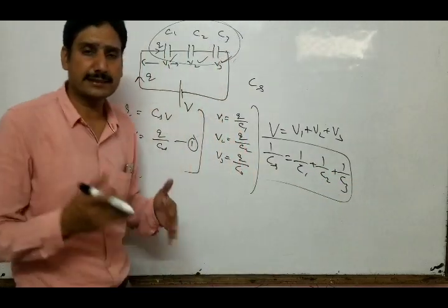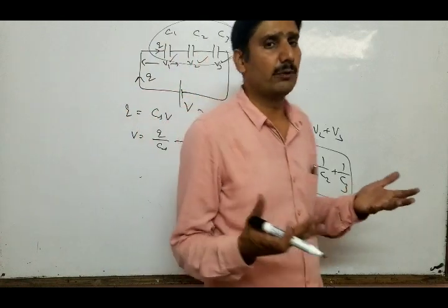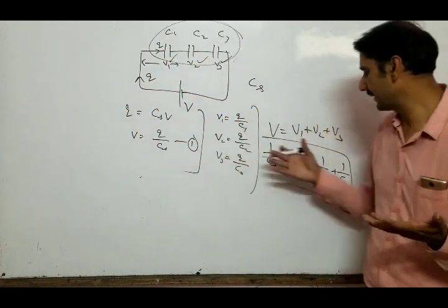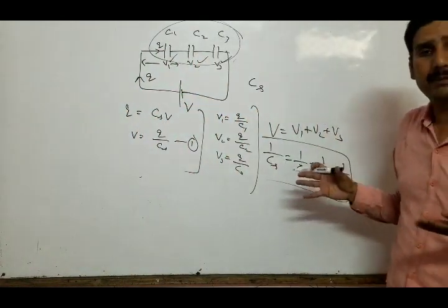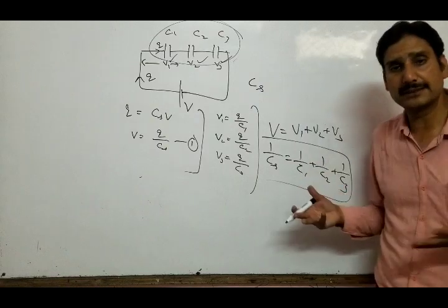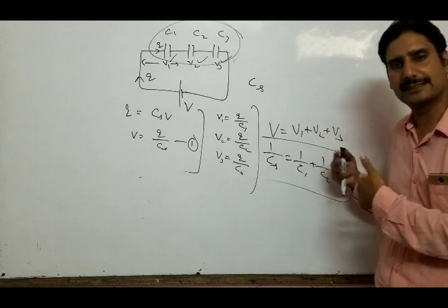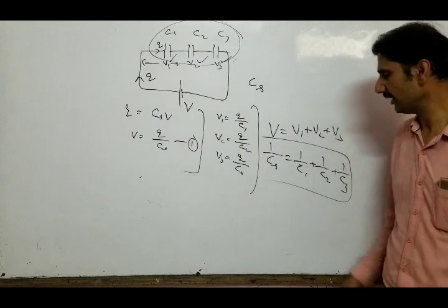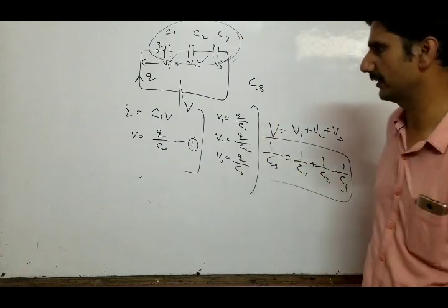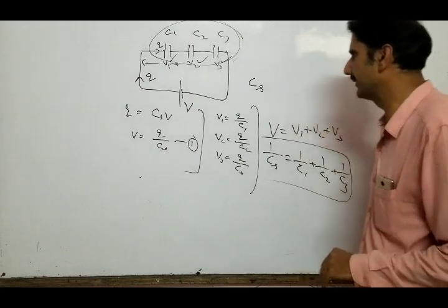So when capacitors are connected in series, their effective capacitance can be calculated by taking the sum of reciprocals. That will give you 1 by Cs and you can solve it out. We'll do numericals, these are simple things.